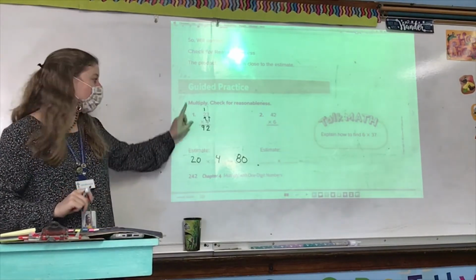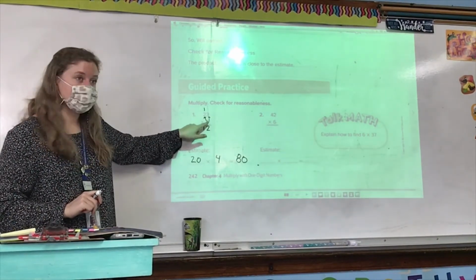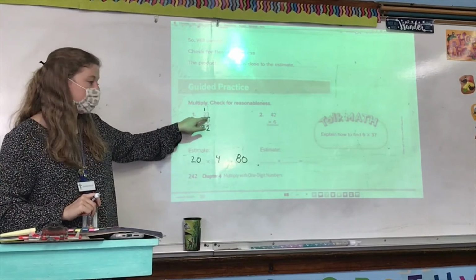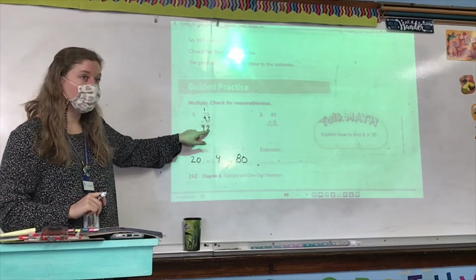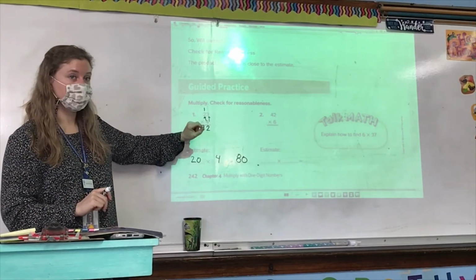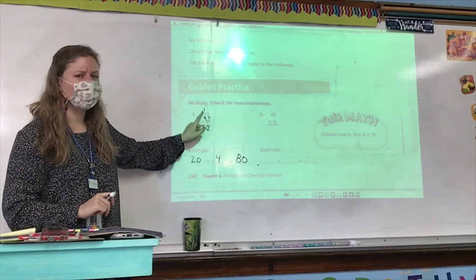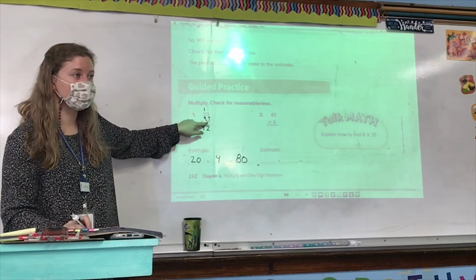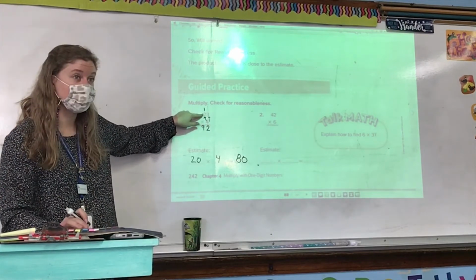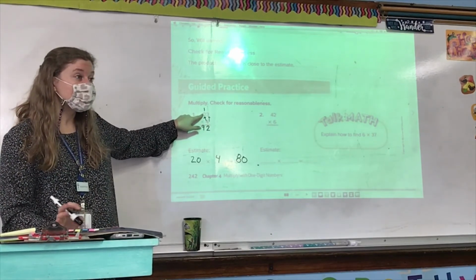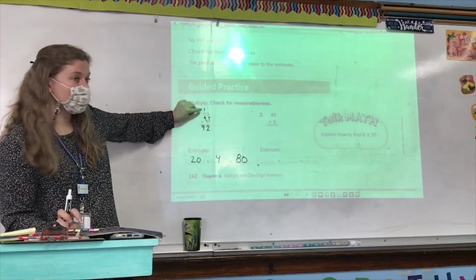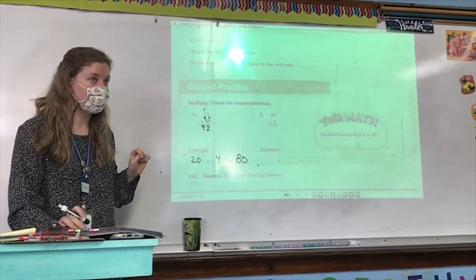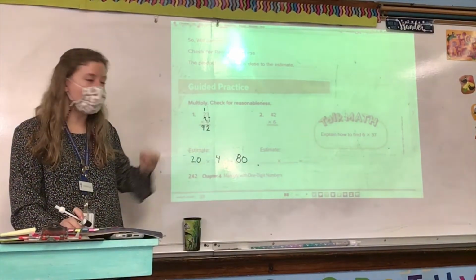Okay, so remember, step 1, multiply the ones, which is 4 times 3. Step 2, regroup if you have to. Step 3, multiply the tens. That means you take the 1-digit number and you multiply it by the digit in the tens place. Step 4, add the regrouped number. Not multiply it, you add it.